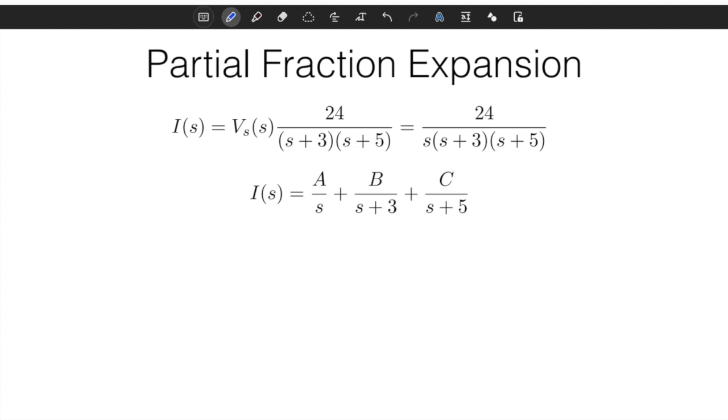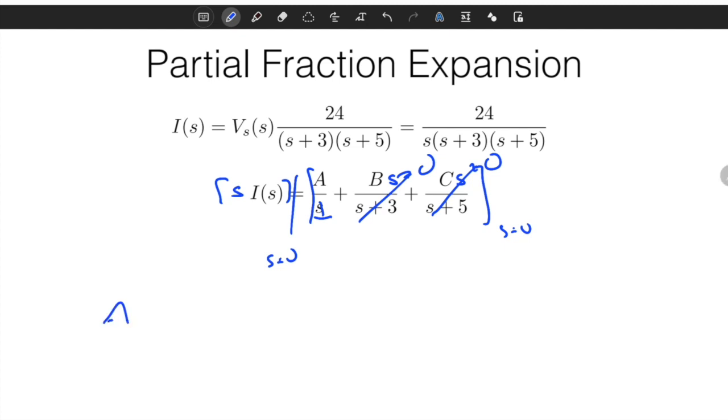Okay, so I will do a trick. I will multiply both sides with S. Why do I multiply with S? Because I have S here. So if I do that, this is equal to 1. I have BS and CS. That's great. So let's assume that I set S equal to 0 on both sides. This is 0, this is 0, this is A. So I found a way such that I can compute A without computing B and C. So A is equal to the limit as S goes to 0 of S times I of S.